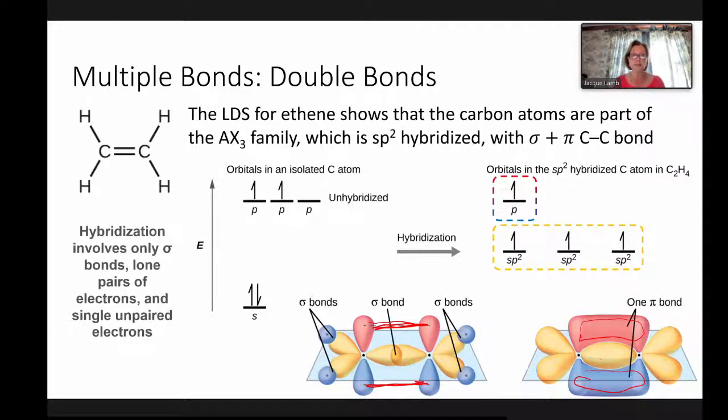Remember I said that all double bonds consist of a sigma bond. The first bond that's formed is a sigma bond. The second bond is a pi bond, and that occurs by this side-to-side overlap.